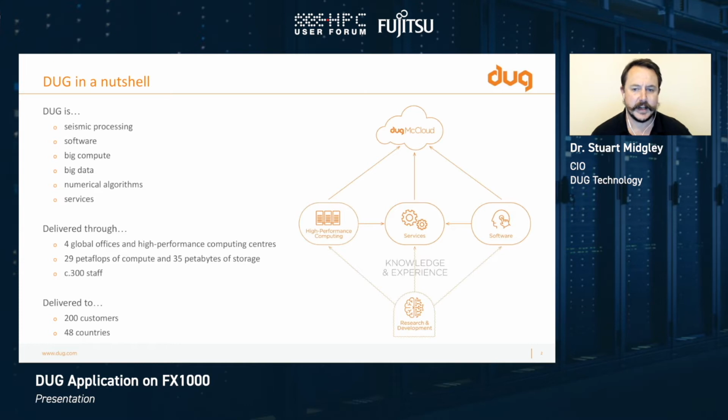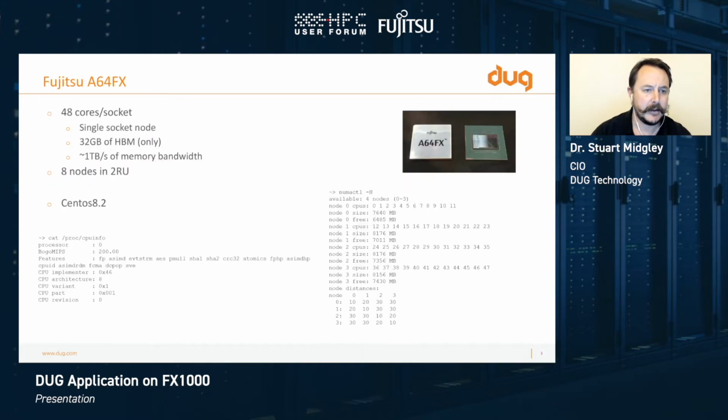Just quickly, who's Doug? We're a seismic processing company that puts together high-performance computing and software and services and delivers it as a cloud. We do this through a number of offices around the world. We have about 30 petaflops of compute. But tonight we're here to talk about the A64FX CPU from Fujitsu.